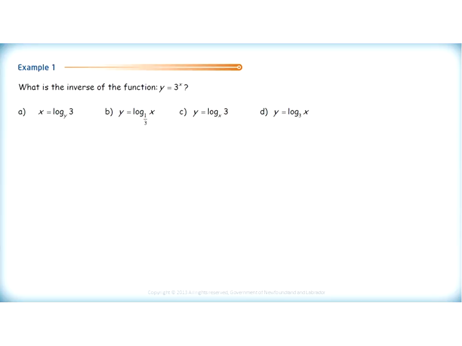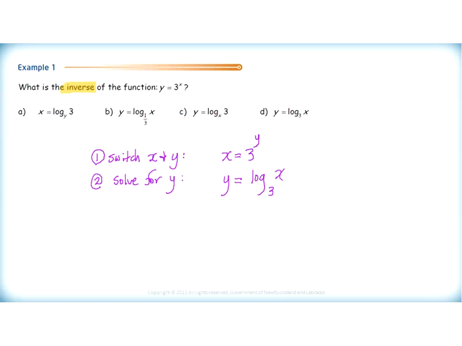Here we are asked, what is the inverse of the function y equals 3 to the x? The key word there is inverse of the function. The minute you see the word inverse, there are 2 steps involved. Number 1, we have to switch x and y. In doing so, we end up with x equals 3 raised to the power of y. The second step involves solving that equation for y. And in order to do so, you have to convert it to logarithmic form. So we have y equals the log of x to base 3.